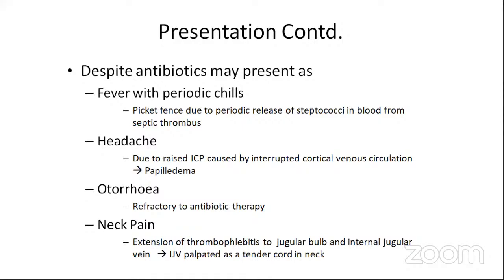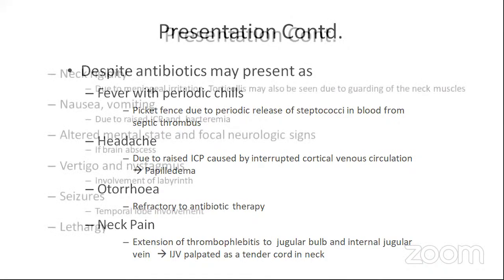There will be headache because of increased intracranial pressure, which is caused by interrupted cortical venous circulation, producing papilledema. Otorrhea can be there, which is refractory to antibiotic therapy, and there will be neck pain because of extension of thrombophlebitis if it goes into the jugular bulb and into the internal jugular vein. When you palpate the internal jugular vein, it will appear as a tender cord in the neck.